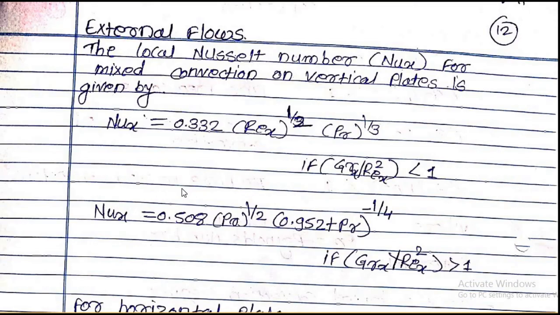So in case of a vertical plate only, if Grashof number divided by Reynolds number squared is greater than 1, then it will be considered as pure natural convection or a combination of natural and forced convection. Then the local Nusselt number will be given as 0.508 Pr^(1/2) multiplied by (0.952 + Pr)^(-1/4), where Pr is nothing but the Prandtl number.